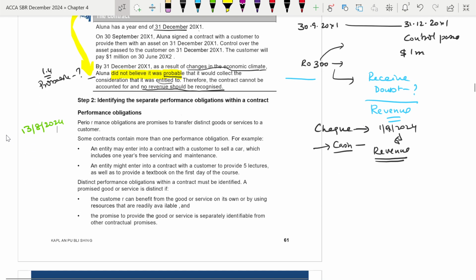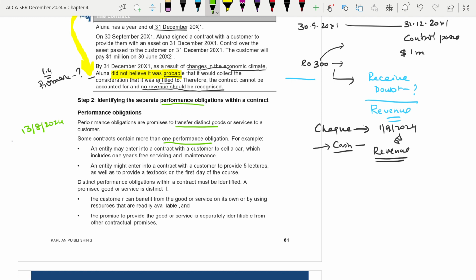The second one, step 2, very slowly: identify the performance obligation within a contract. What is the performance obligation? There is a promise to transfer. We are going to deliver a specific good, a specific product. I am purchasing some product, meaning I want that particular product or service delivered to the customer. Some contracts contain more than one performance obligation.